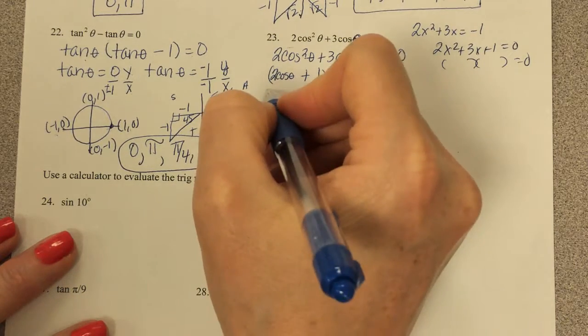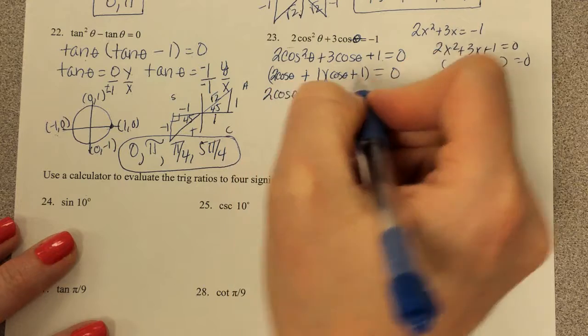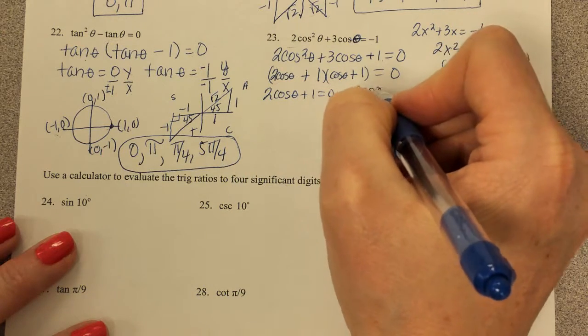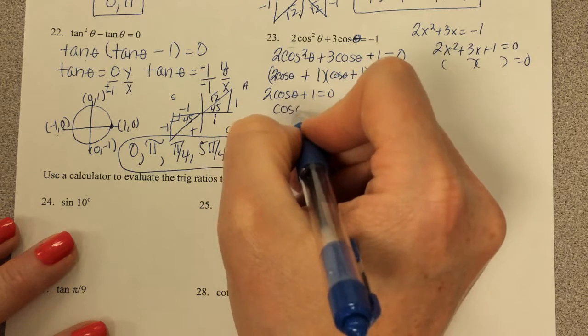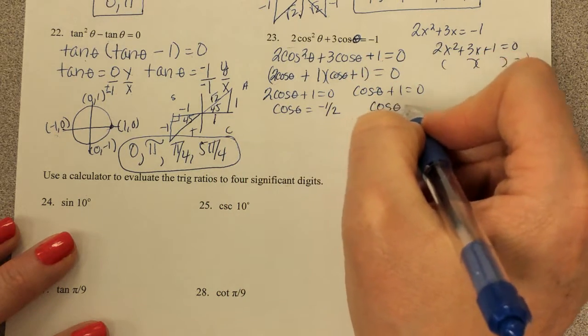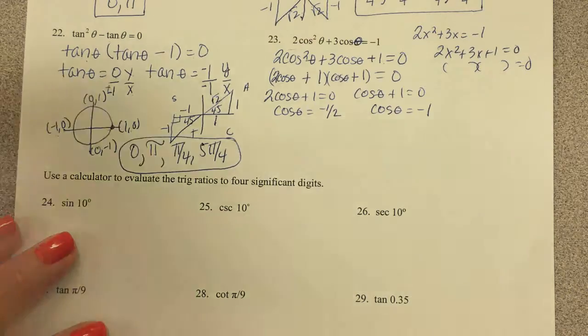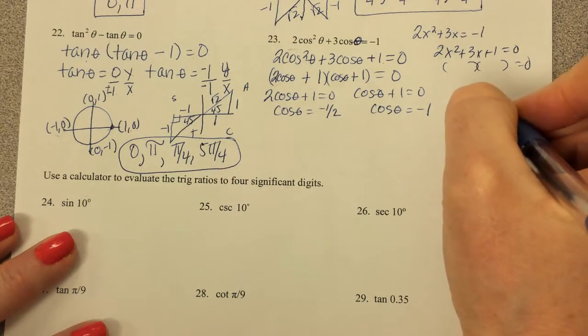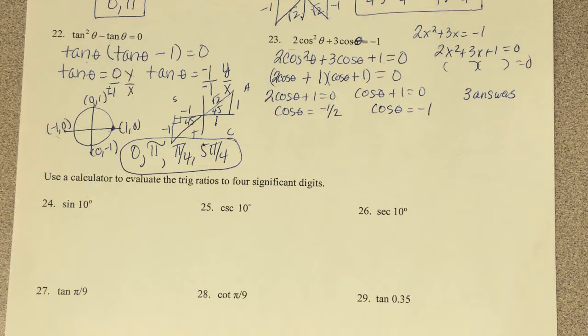So now I have to set this equal to 0 and this equal to 0. And when I solve this, I'm going to get cosine theta equals -1/2. And here I'm going to get cosine theta equals -1. You should get 3 answers. See if you can find the 3 answers.